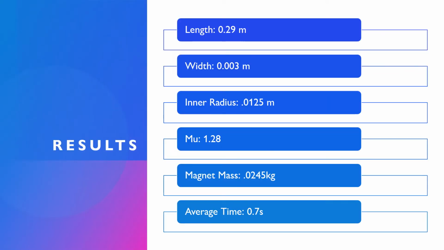And so some general information that we got: the length of our tube was 0.29 meters, the width of foil used was 0.003 meters, the inner radius of the tube was 0.0125 meters, the mu value that we calculated in lab 3 was 1.28, and then the mass of our magnet was 0.0245 kilograms, and then the average time taken was about 0.7 seconds.